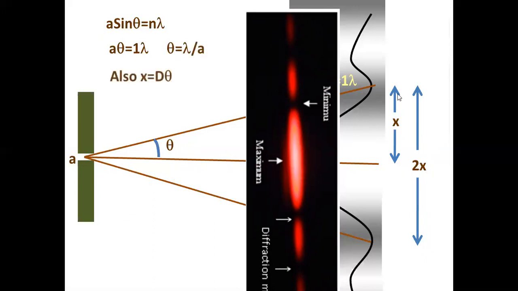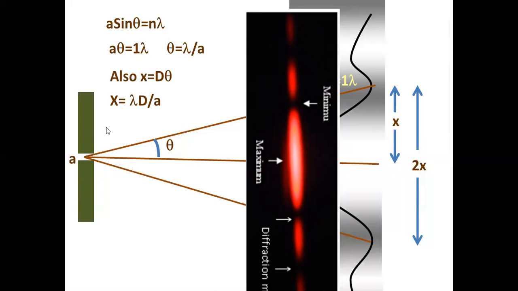Also, this arc length x is equal to d theta, where the distance from the screen to the slit is d, as we have taken it in interference. And if x equal to d theta, you can substitute for theta: x equal to lambda d by a, because theta is lambda by a. So this looks very similar to that beta formula, right? Beta is equal to lambda d by small d, where that small d is the distance between the two slits. We had two slits there, but here it is the width of the slit, a. Very small slit.